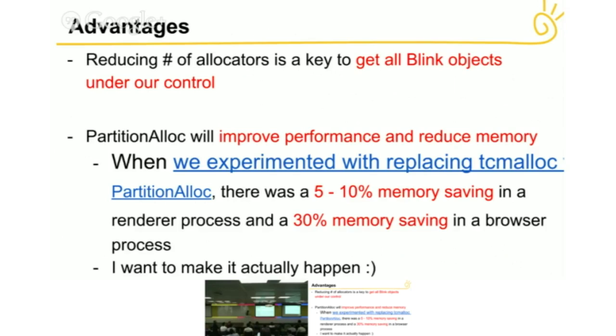When we experimented with replacing TCMalloc with PartitionAlloc one year ago, there was a 5 to 10% memory saving in a renderer process and a 30% memory saving in a browser process. In this experiment, we created a dynamic library of PartitionAlloc and completely switched allocators in Chromium entirely. So this is the memory saving we observed. Actually, I want to make it happen. So this is our goal.